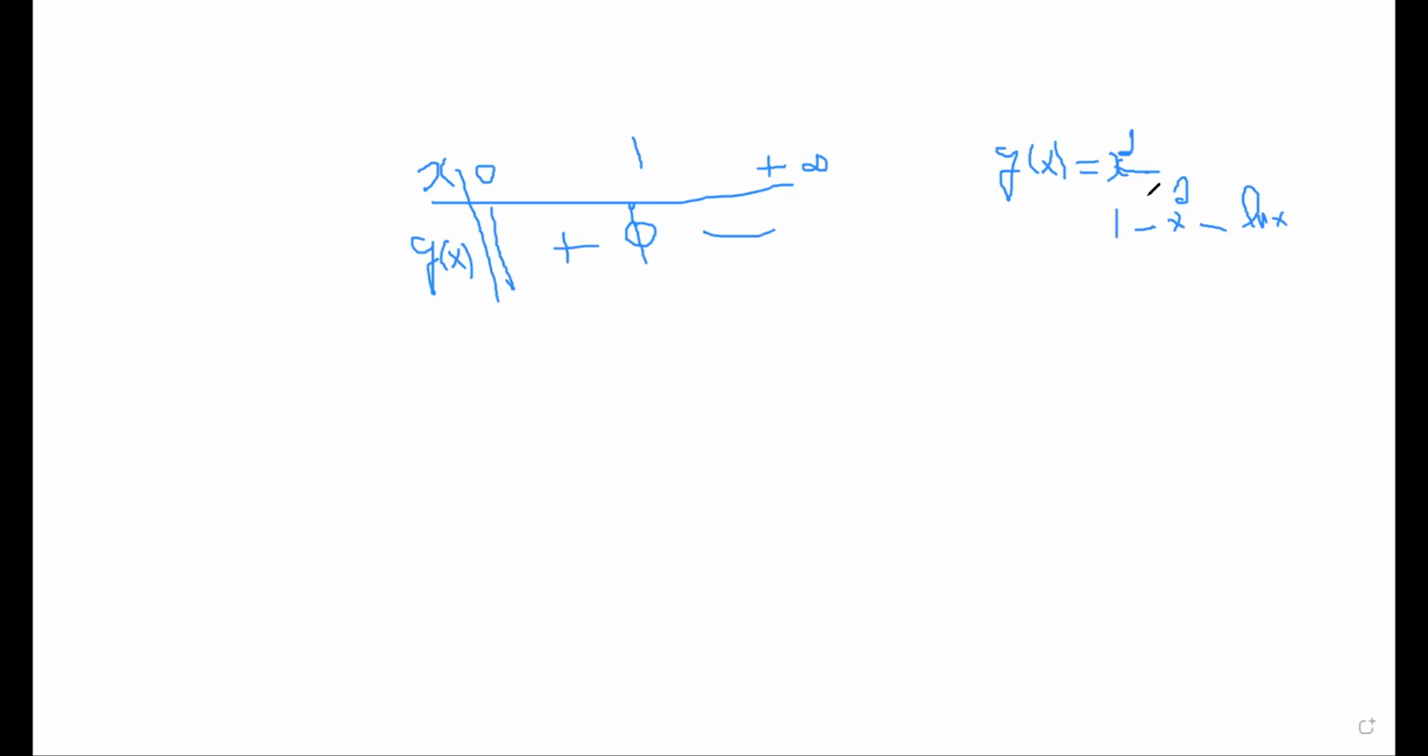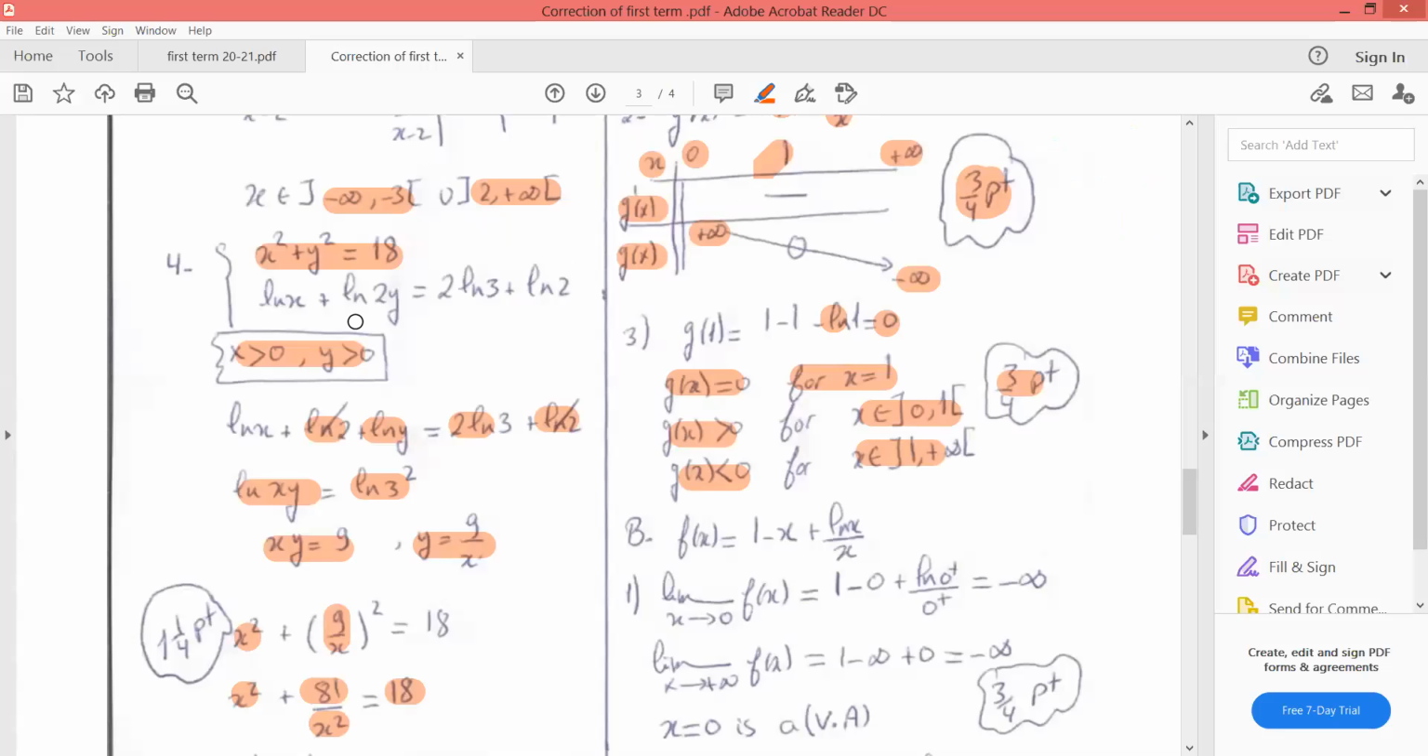If we calculate g of 2, we get 1 minus 4 minus ln 2, which is about minus 4.7, which is negative. Here it is positive. So to deduce the sign of g, between 0 and 1, it is positive. From 1 till plus infinity, it is negative. Now, this is about part A. Now, part B.